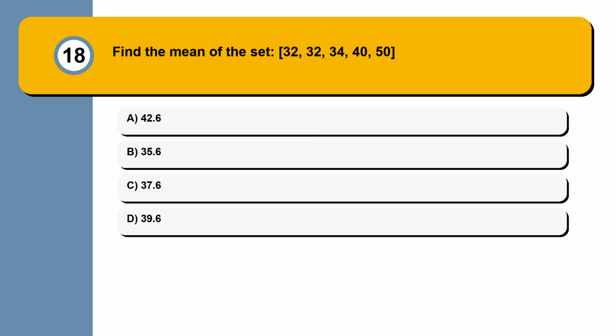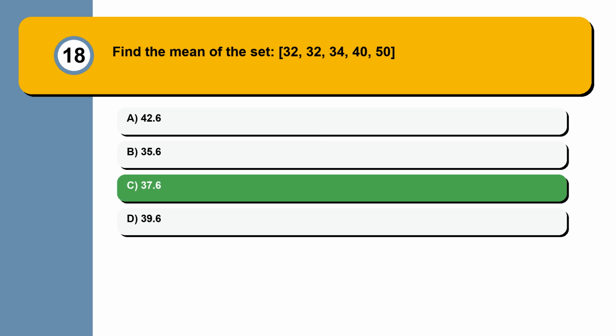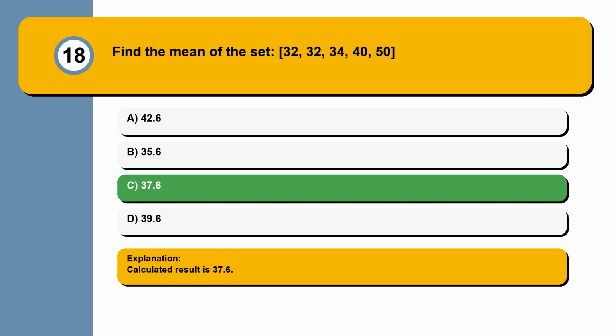Question 18. Find the mean of the set 32, 32, 34, 40, 50. 42.6, 35.6, 37.6, 39.6. Calculated result is 37.6.